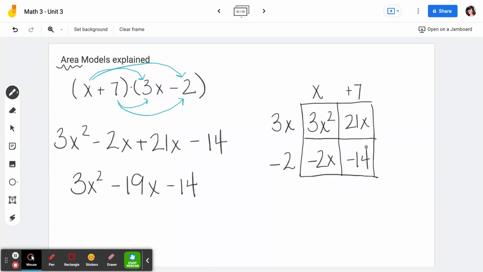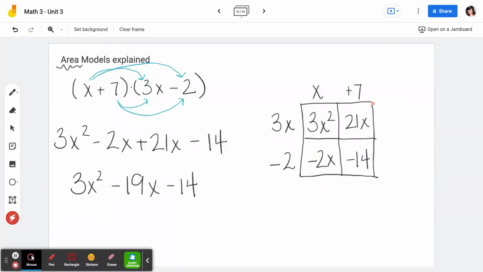As you can see, these are the same terms that we got when we did it with the distributive property, and we're still using the distributive property. Things are just a little more organized than trying to follow our arrows. And now to get this negative 19, so the 3 and the negative 14 were here, I just have to combine on the diagonal.